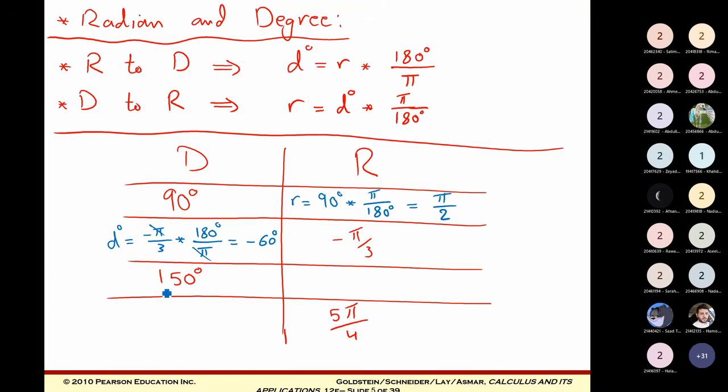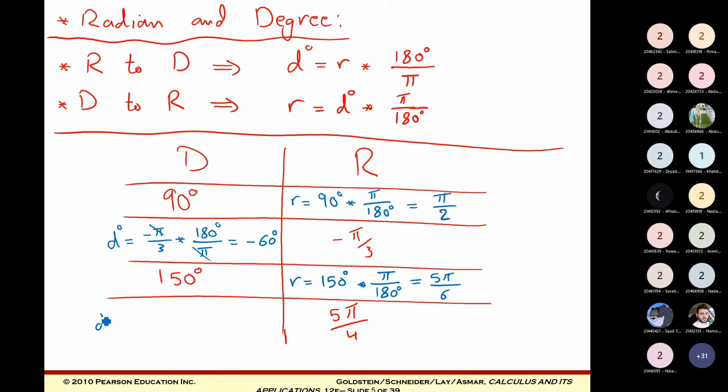Okay, now another one, 150 degree converted to radian. Multiply by pi over 180. Remove 0 with 0. 15 over 18, we can simplify by dividing by 3 each one. 15 divided by 3 is 5 and 18 divided by 3 equals 6. So we have 5 pi over 6.